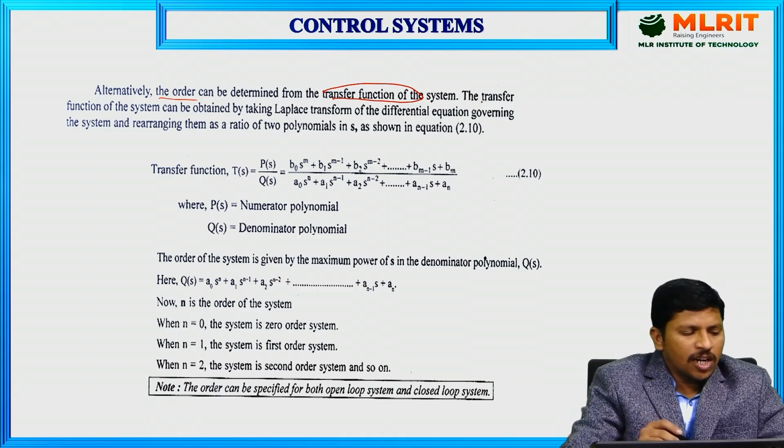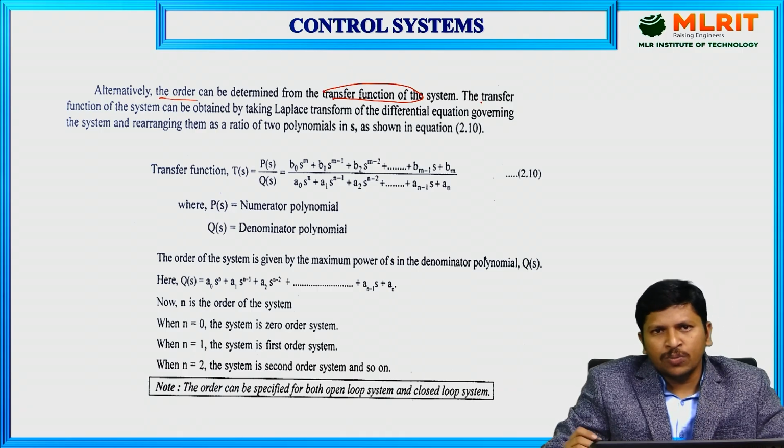So the transfer function is nothing but the ratio of output to input. The output is p of t and the input is q of t. Then we apply the Laplace transform to the time domain equation, and it is converted into the S domain function.